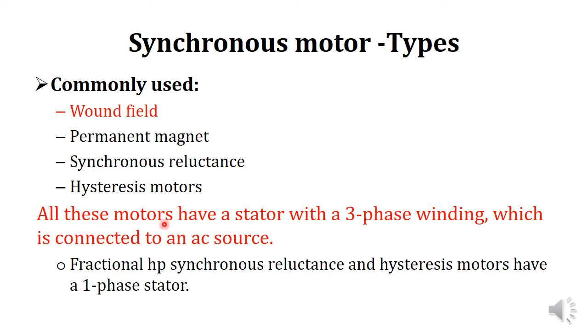All those motors have a stator with a three-phase winding, which is connected to an AC source. For all these cases, the rotor will be different, but the stator will be the same. A stator with a three-phase winding will be there. And also the fractional HP synchronous reluctance and hysteresis motors have a single-phase stator. That is a special case. These are the commonly used types.